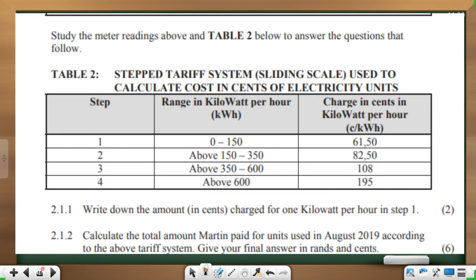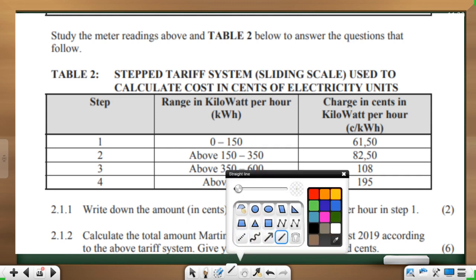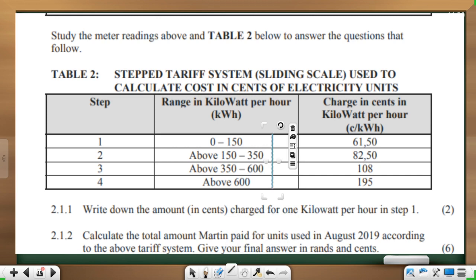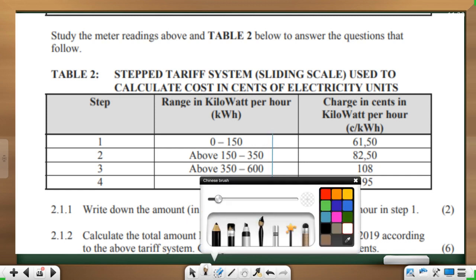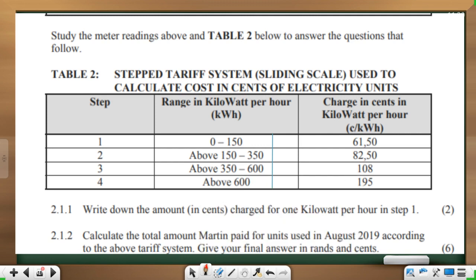Study the meter reading above and table 2 below to answer the questions that follow. Okay, so we have a meter reading here. First thing, like I said, let us get the capacity per block. How do we calculate that again? We subtract, right? 150 minus 0, 150. Now, 350 minus 150, use your calculator, you'll get 200. 600 minus 350, you'll get 250. And the rest above.